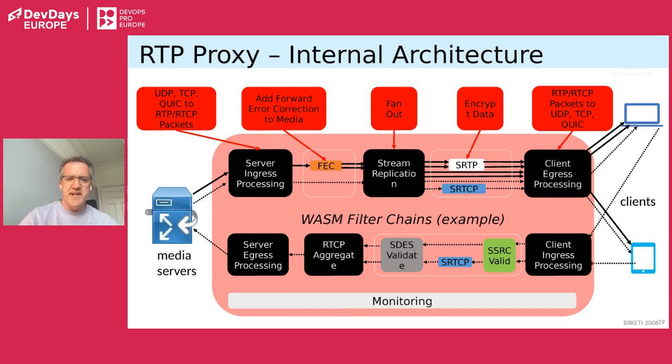So the goal is a plugin-based architecture where on the ingress, we strip off the transport headers. Then we have a configurable filter chain. For example, we might add forward error correction. Initially we may want to do that for every destination, so we'll do it before we replicate the stream. Then we do the fan out to the different destinations. But we might have different encryption keys for each of those destinations, so we'll do that after the fan out. And then we add the relevant transport headers again.